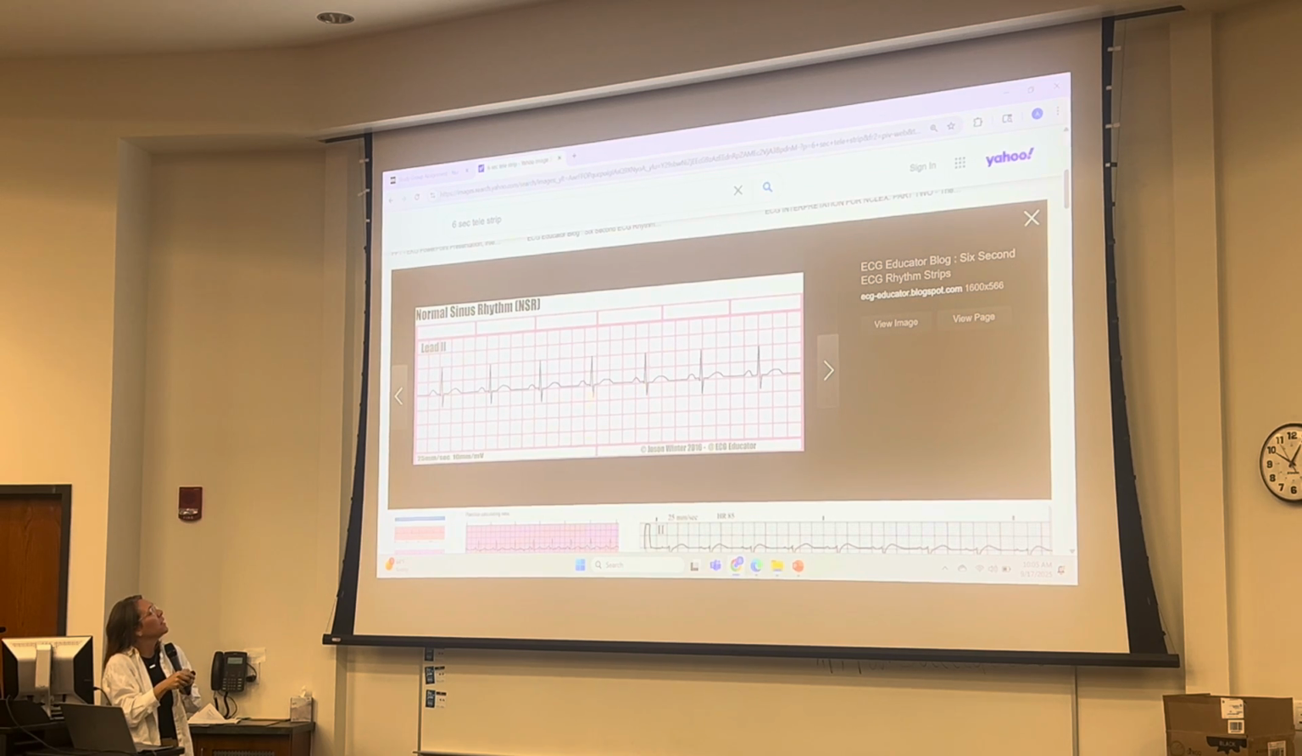So that's what you're looking at when you look at a telemetry strip or look at the monitor. It's the atria and the ventricle contracting and then resetting again. Okay, so you should always see it like this, atria, then ventricles, and then resetting. So you'll see different variations of this.